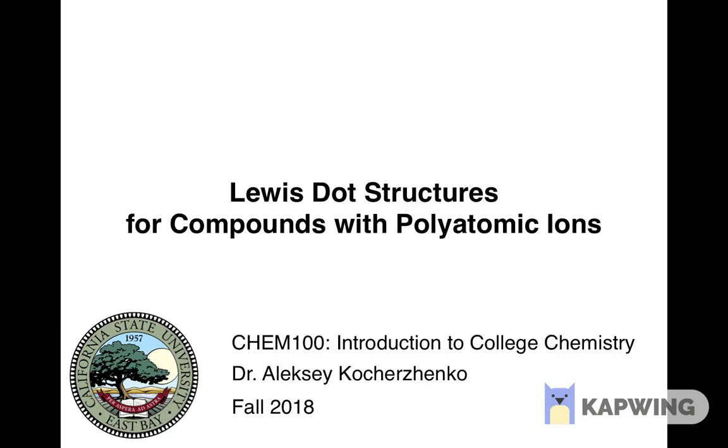Therefore, the number of electrons that are available for bonding in polyatomic ions isn't simply the total number of valence electrons that are provided by all atoms that form the ion. Rather, for a polyatomic cation, the number of electrons is smaller by the charge of the cation, and for a polyatomic anion, the number of electrons is larger by the charge of the anion.